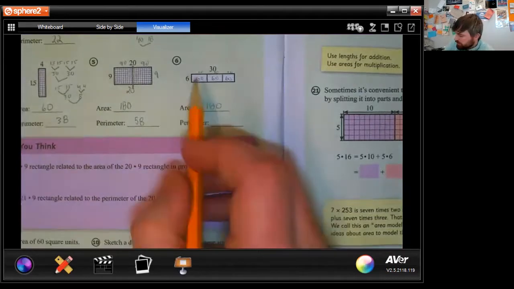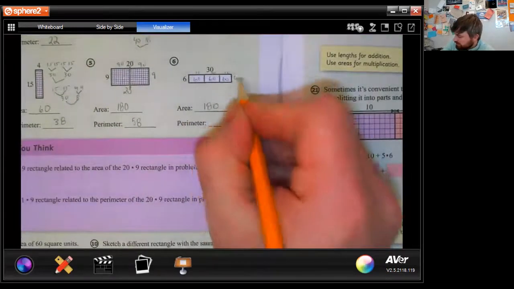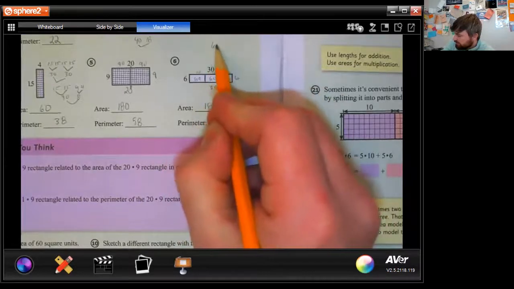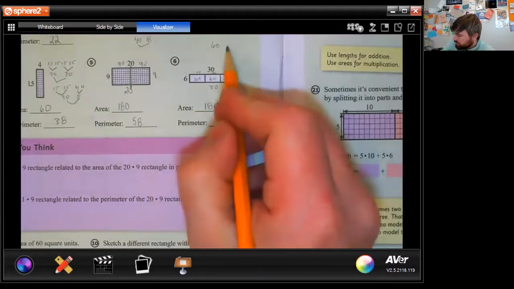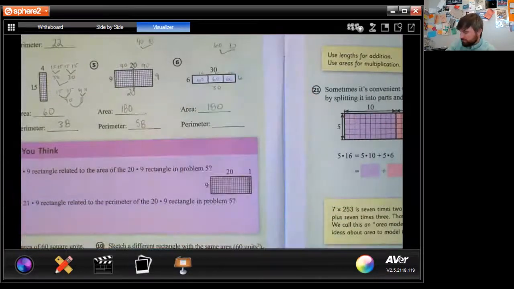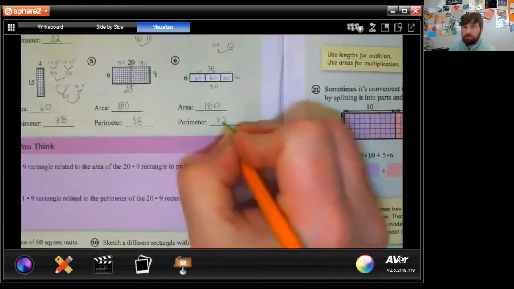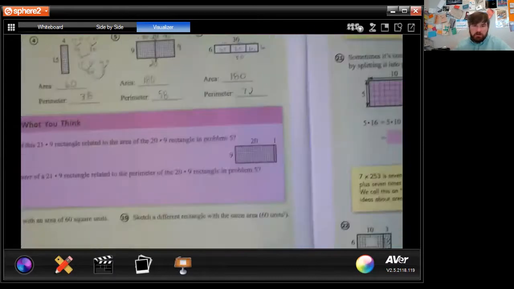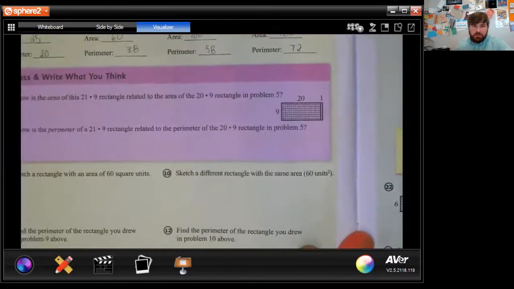And then the perimeter, you got 6 on this side, 6 on this side, 30 and 30. So 30 and 30 is 60. And 6 and 6 is 12. 60 plus 12 is 72. And our goal here is to be able to do all this stuff without a calculator, but still be somewhat speedy about it. Okay. So here in our write and discuss what you think.